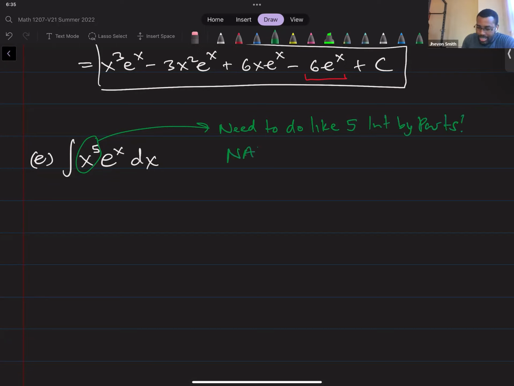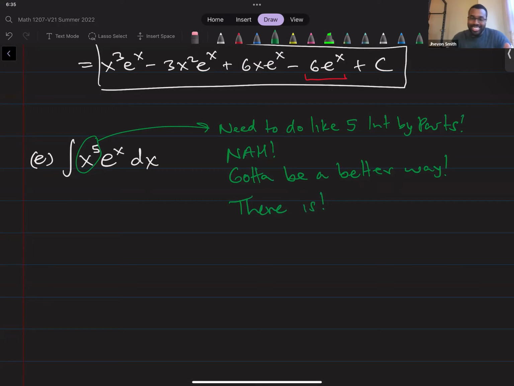Yeah, I say nah, not doing that. Got to be a better way. I'm not gonna sit here and do 5 integration by parts. Are you kidding me? What is wrong with you, Jhevon? Why would you even give us a problem like this? This is so, got to be a better way. There is, so luckily for you.